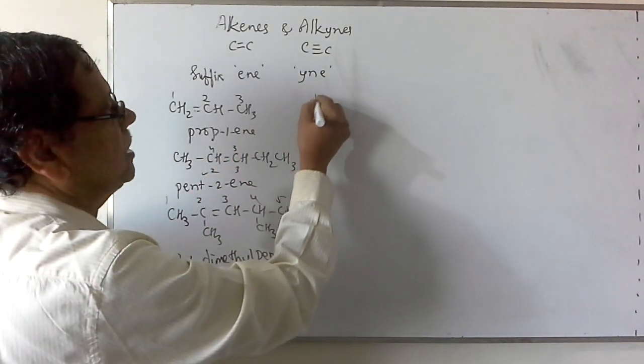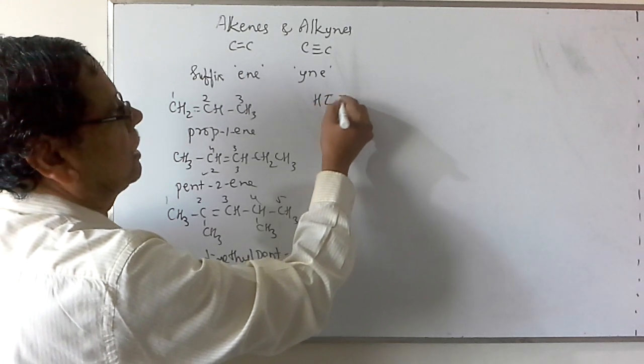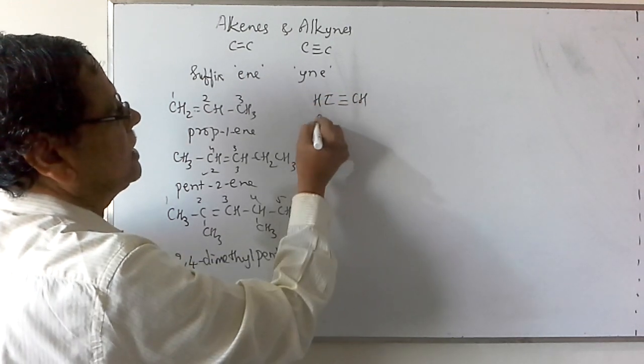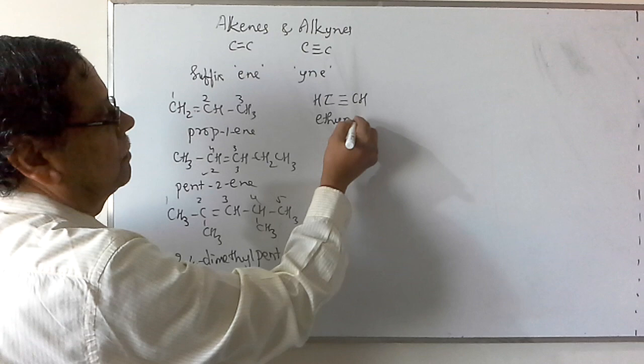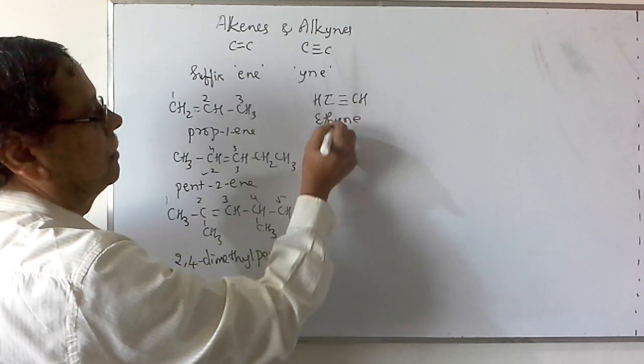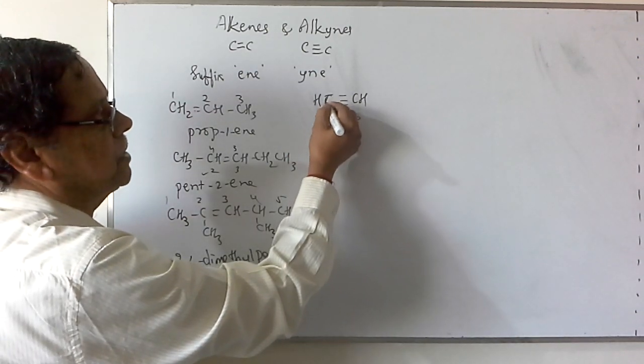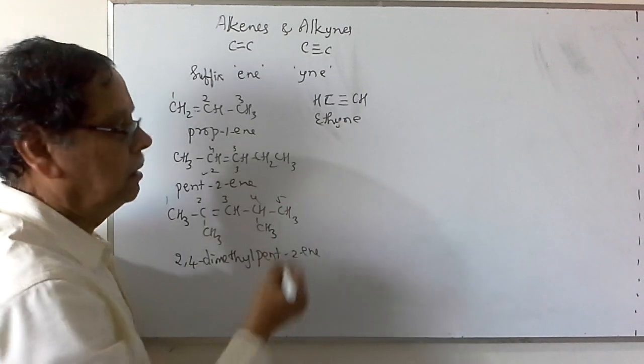Similarly, when you consider this CH≡CH, it is ethyne. Ethyne, because there are 2 carbon atoms and a triple bond.